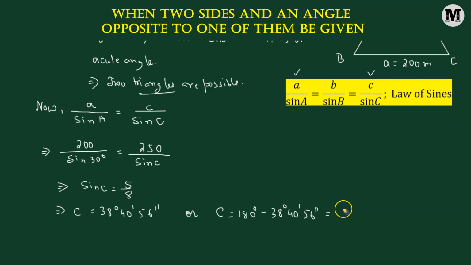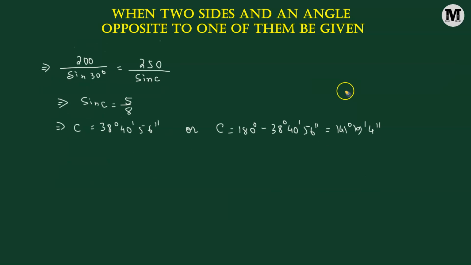So the angle measure of C comes out to be 141 degrees, 19 minutes and 4 seconds. Okay, so we have successfully obtained two values of the angle C. Now using these angles, we will try to figure out the measure of angle B.